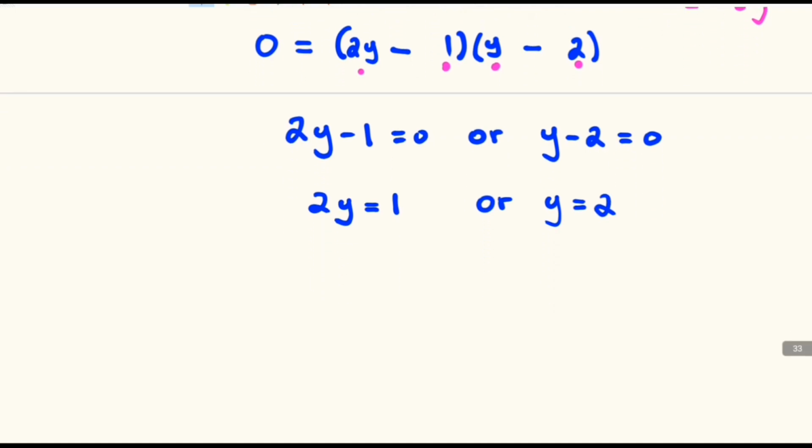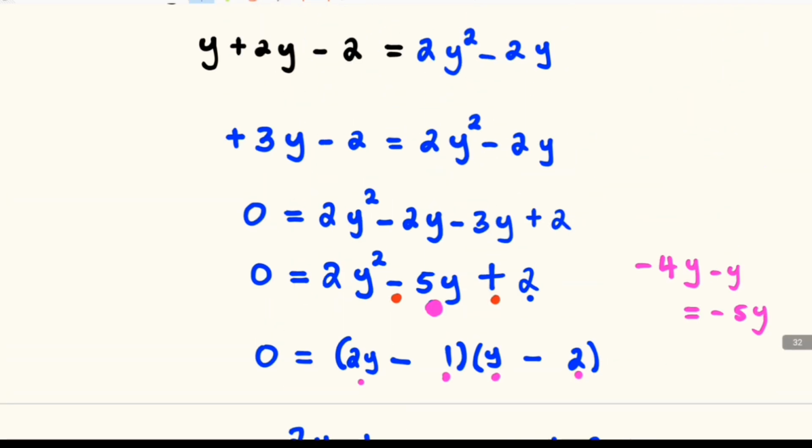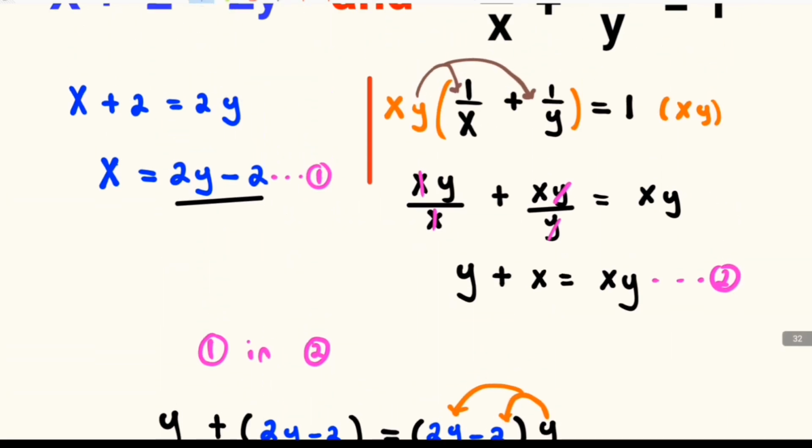So we have the 2y is equal to 1, but we divide both sides of the equation by 2, and the 2 divided by 2 will be equal to 1, so our y will be equal to 1 divided by 2, or y will be equal to 2. So now we determine the values of x.